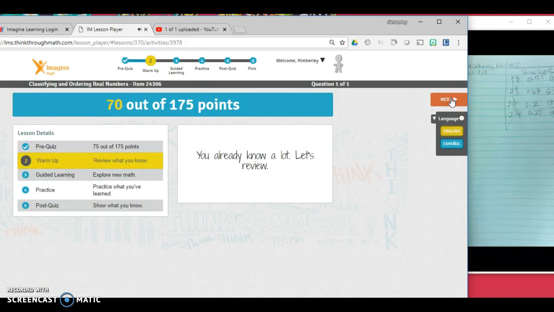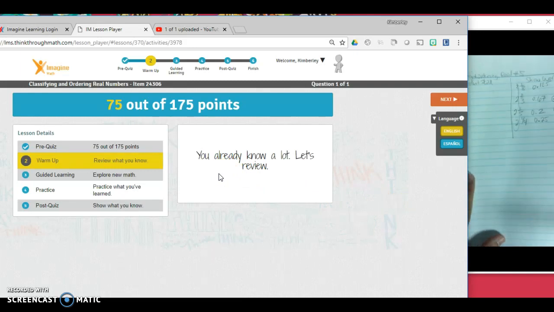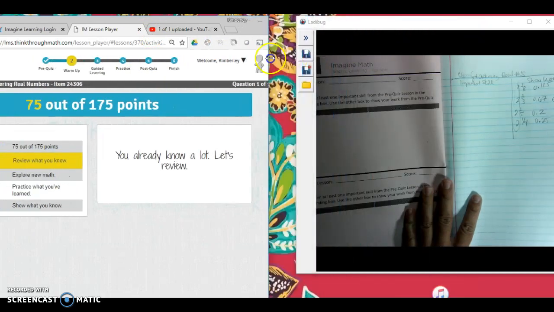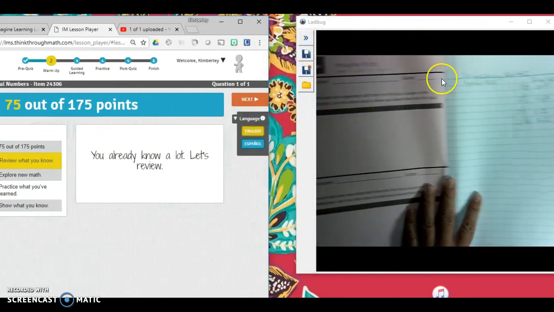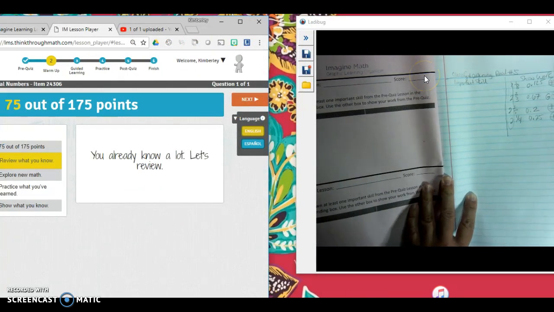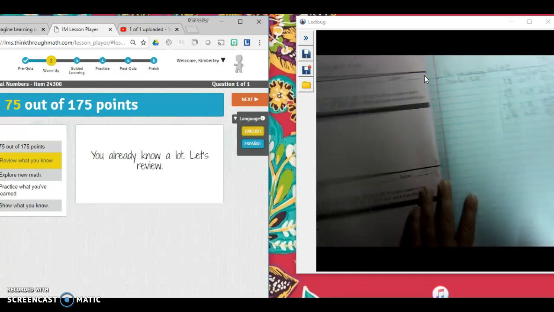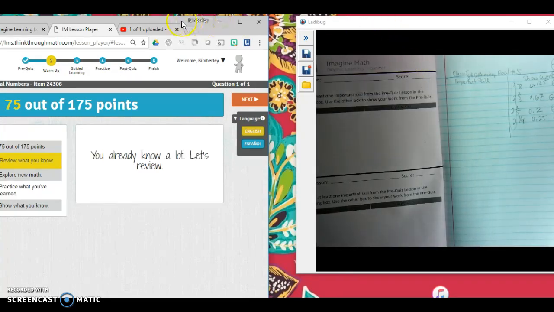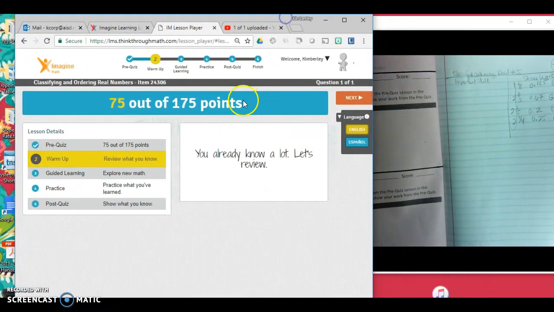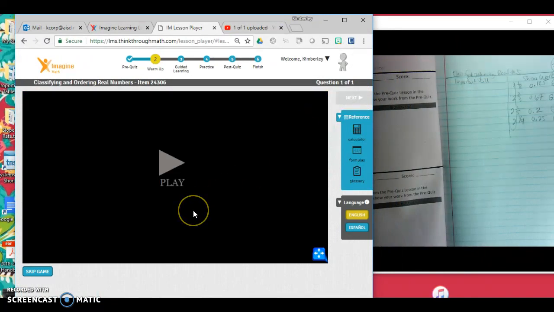All right, so I did not pass this pre-quiz, so I'm going to write my score. If you notice on your template, it wants you to write the score at the top. I got 75 out of the 175. So that means I am going to have to do the lesson, and I will journal what that looks like, clicking next, and you will click next in your video.